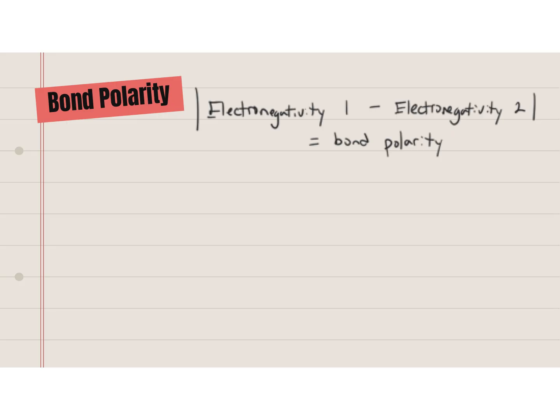Let's say, for example, you've got the molecule CH4. C is in the middle, and it's bonded covalently to hydrogen on 4 different spots. Now let's take a look at the bond polarity of just one of the C-H bonds.